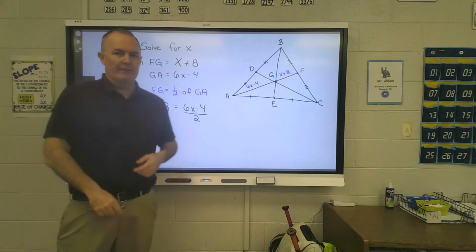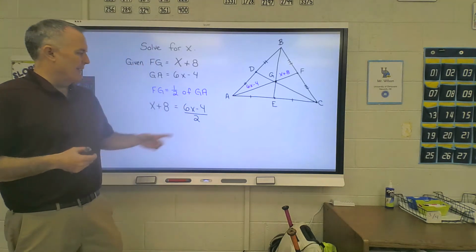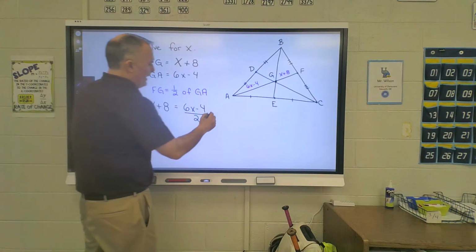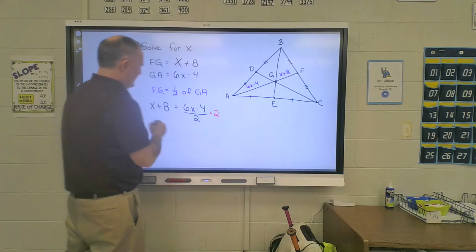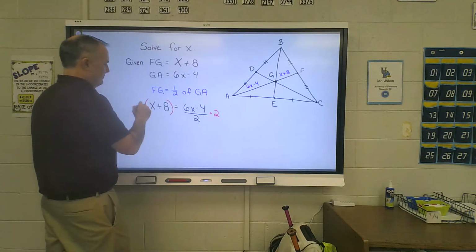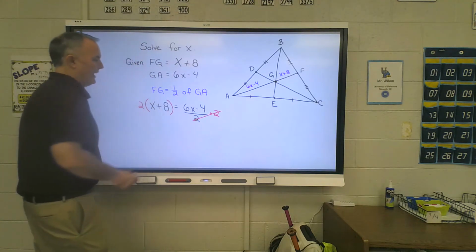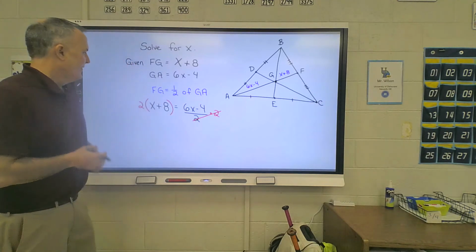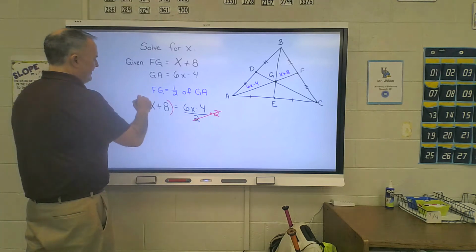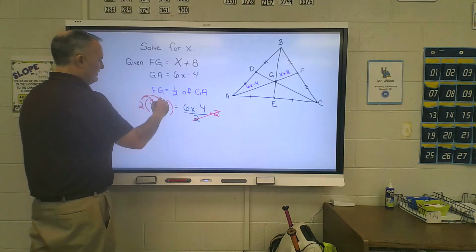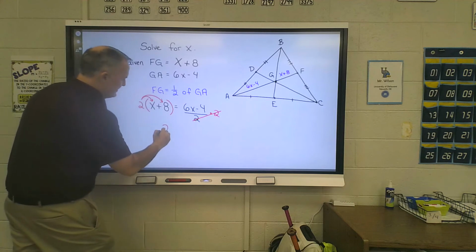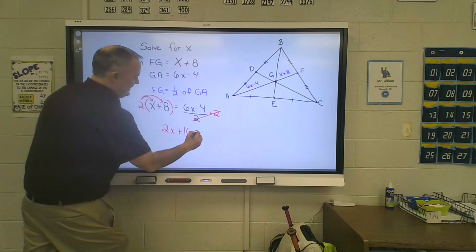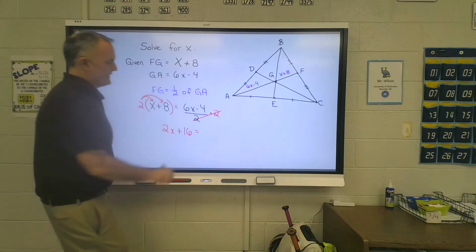So we have a 2 on the bottom. We're going to get rid of that 2. The opposite of dividing by 2 is to multiply by 2. So if I multiply both sides times 2, that eliminates that 2 on the bottom. I know a lot of us are happy when we get that fraction out of the way. Now I have to distribute on this side. So 2 times x is 2x. 2 times 8 would be 16. All I have left over here is 6x minus 4.